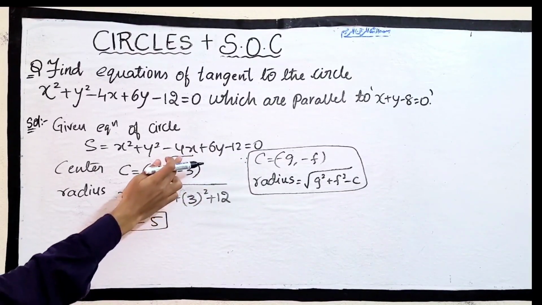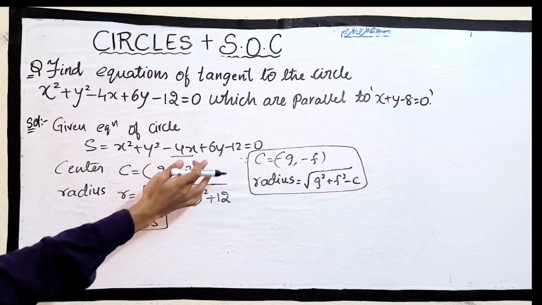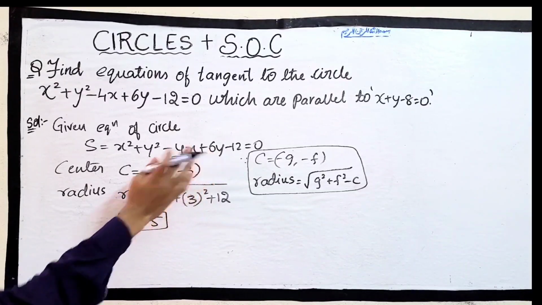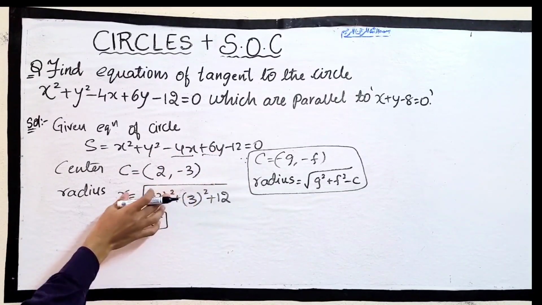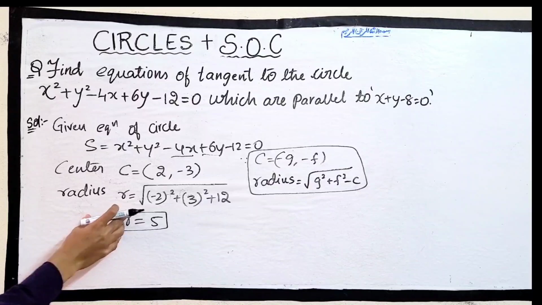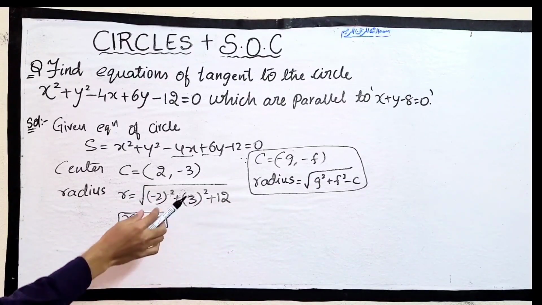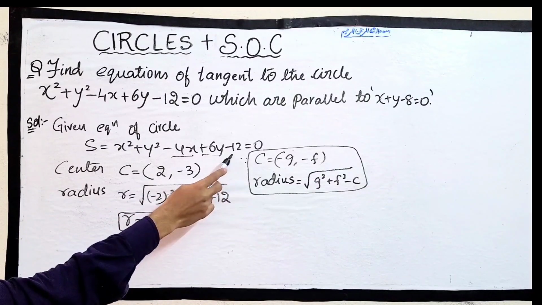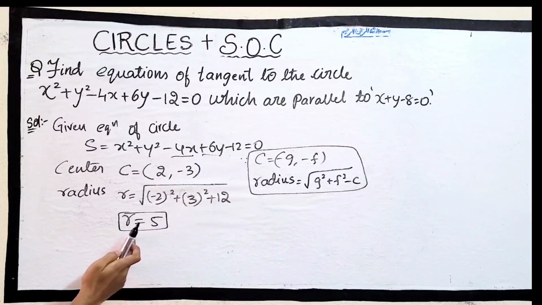Just change the sign and divide by 2 for the coefficient of x and y. So here we will get 2 if we divide by 2, and we will get minus 3 as we change the sign here. Now similarly, for the next step, we have to find the radius, where the radius formula is under root of g square plus f square minus c. So here minus of minus will become plus 12, and the radius after solving this will become root over 25, which is a perfect square, and r is 5.